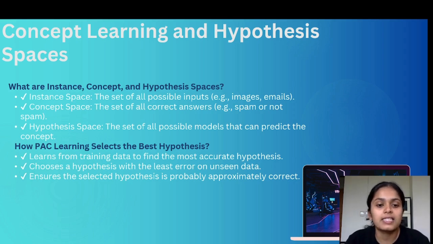How does PAC learning select the best hypothesis? It learns from training data to find the most accurate hypothesis. It chooses a hypothesis with the least error on unseen data. It ensures the selected hypothesis is probably approximately correct.